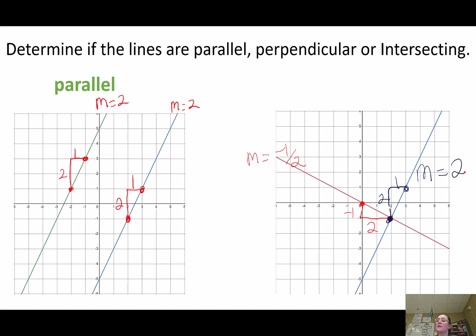So are these perpendicular? Well, are they opposite reciprocals? So I have a -1/2 here and a +2 here. Remember, any whole number can be put over 1 to make it a fraction. So are these opposite reciprocals? Yes. We have a -1/2. We flip it, change the sign, and we would get a +2. So these are perpendicular.